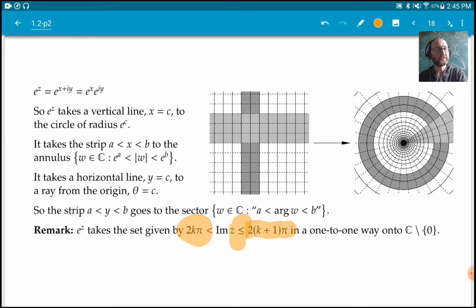That goes one-to-one onto C. It has the same sort of issues as the argument if I want to think about the inverse. I don't really want to think of it as a nice bijective map. It's bijective, but the inverse is not going to be so nice, as we'll see once we get to the logarithm.